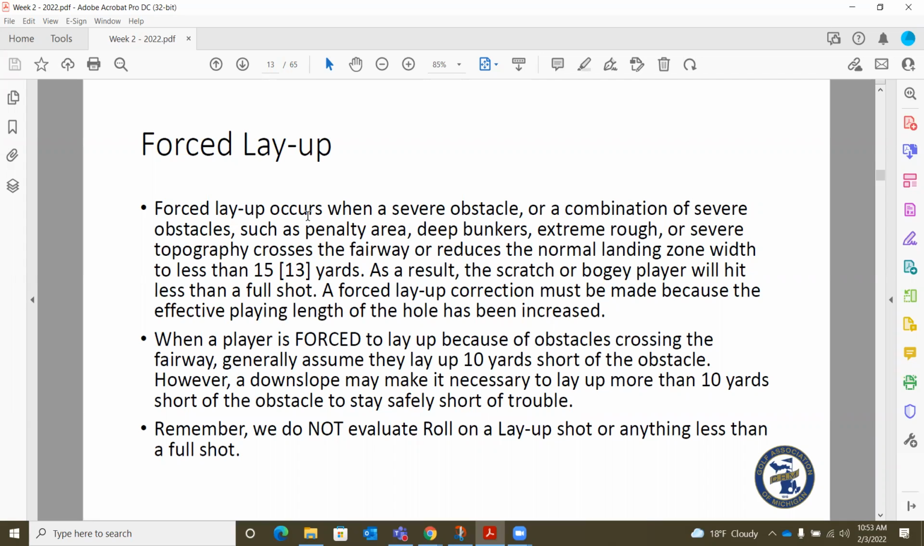Again, it's when there's a severe obstacle or a combination of severe obstacles, such as penalty area, deep bunkers, extreme rough, or severe topography that crosses the fairway or reduces the normal landing zone width to less than 15 yards for men or 13 yards for ladies. As a result, the scratch or bogey player will hit less than a full shot. Then we must make the correction because the effective length of the playing hole has been increased.